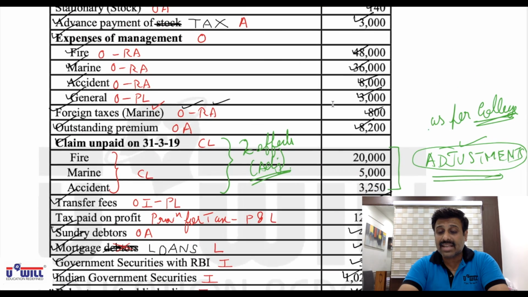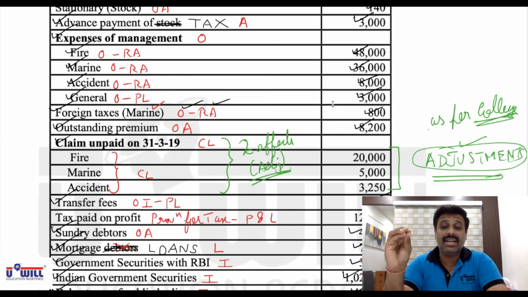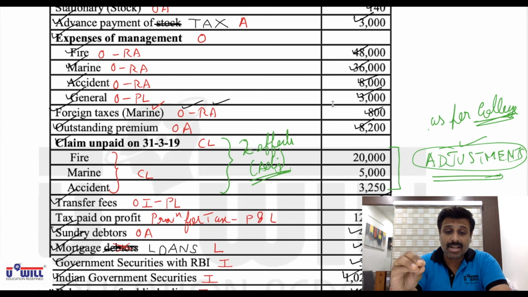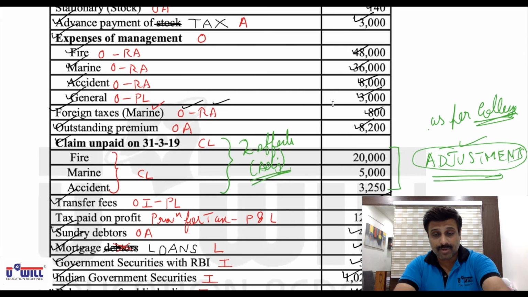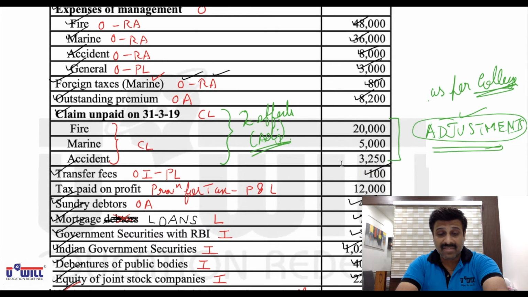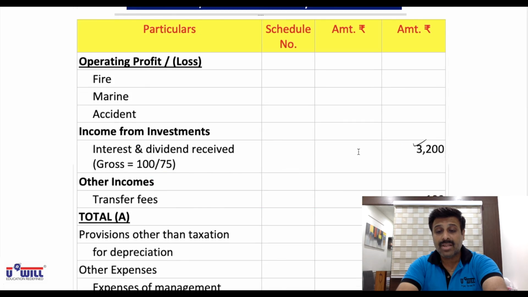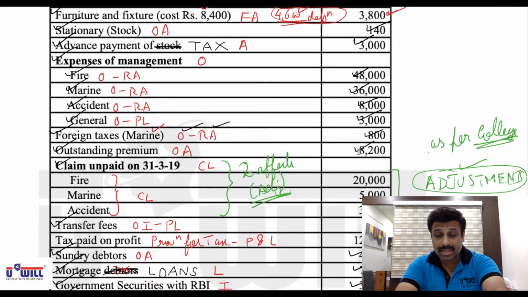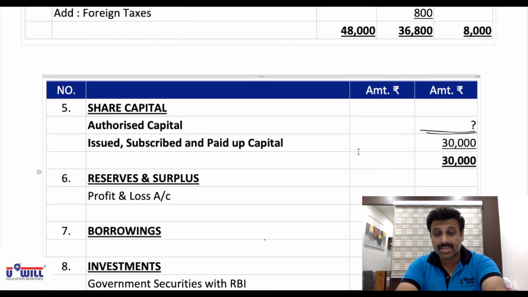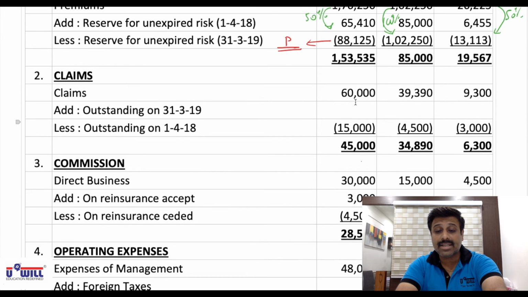So if two effects are given, practically such a thing should be given in adjustment. So this is a mistake done in college. If this item comes in exams, then it should be given in adjustments, and we are supposed to give two effects of the same. Amounts are 20,000, 5,000 and 3,250. So that we'll have to add over here also, for claims unpaid.